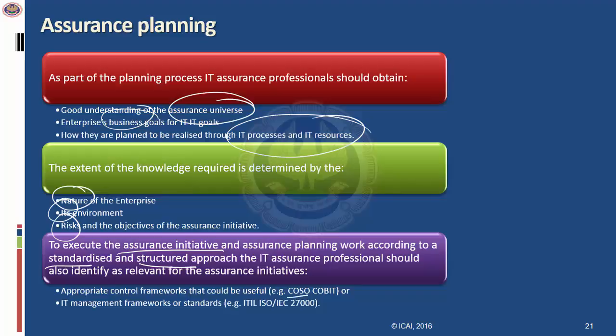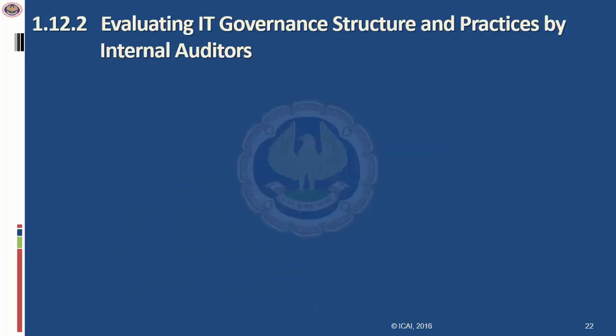So you can use COSO as a macro enterprise risk management framework. You can use COBIT, and you can also use ISO 27001. ITIL is used more from the point of view of service management, so when you're auditing service delivery.